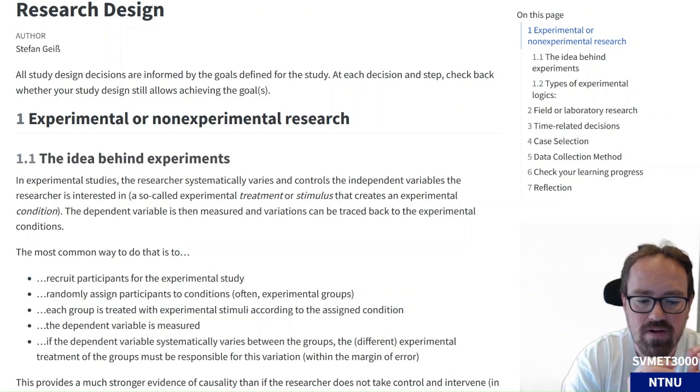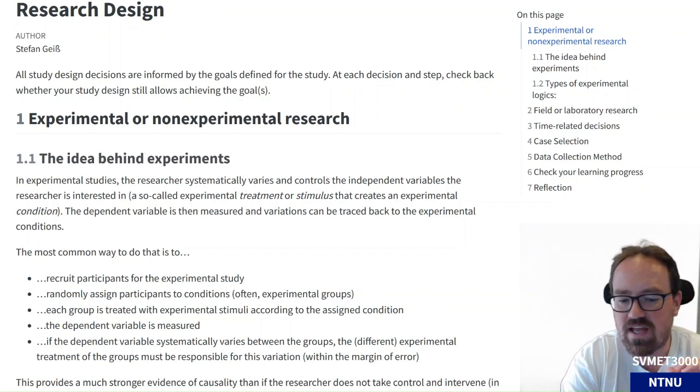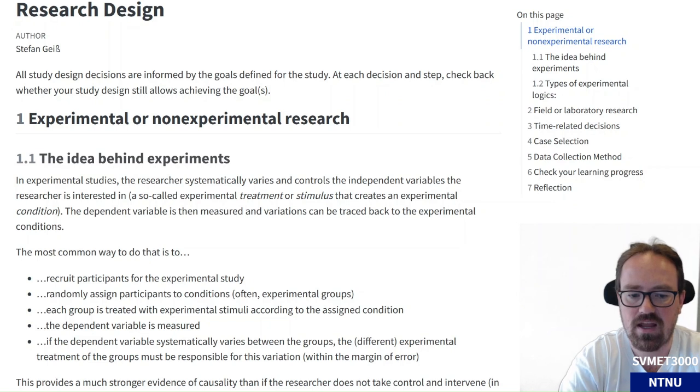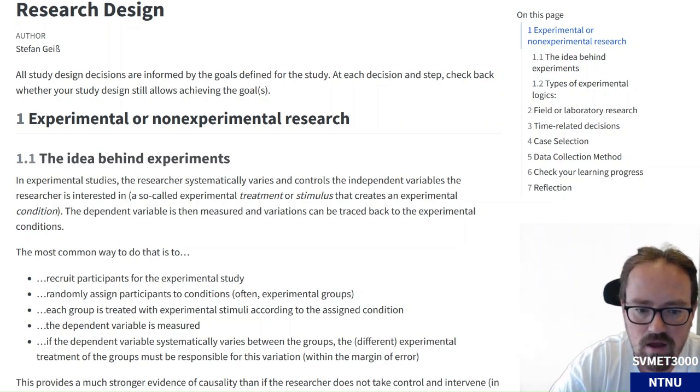And this provides a much stronger evidence of causality than if the researcher does not take control and intervene, as in so-called correlational studies, where we use natural variation to explore relationships rather than researcher-induced variation, as in experiments. An example may help to understand the logic.